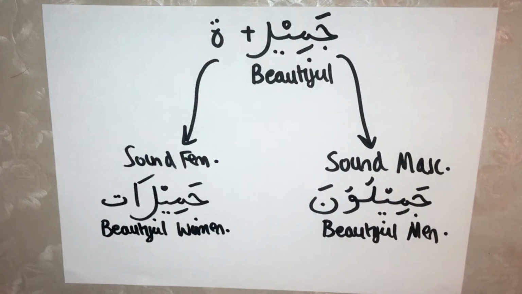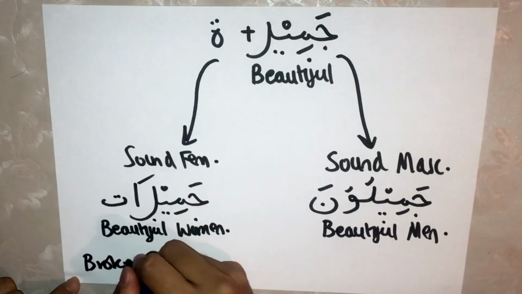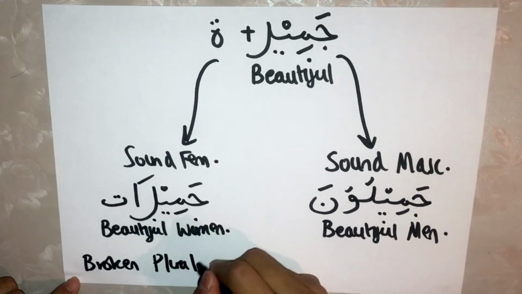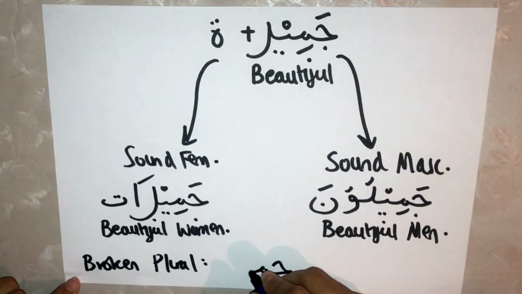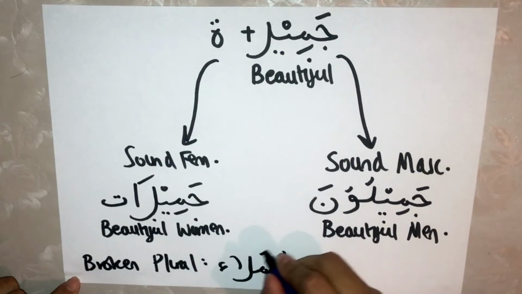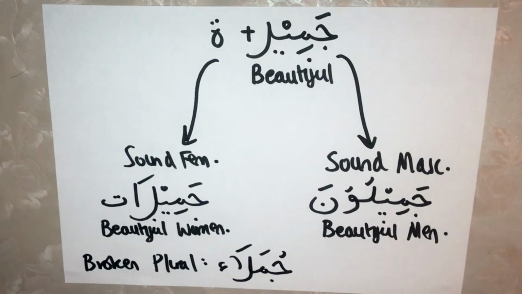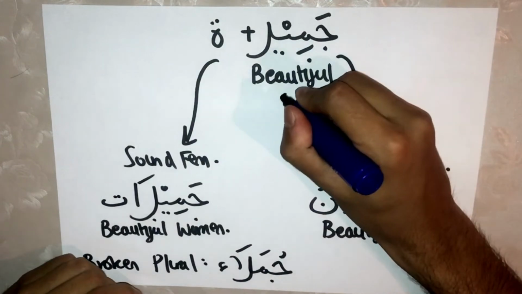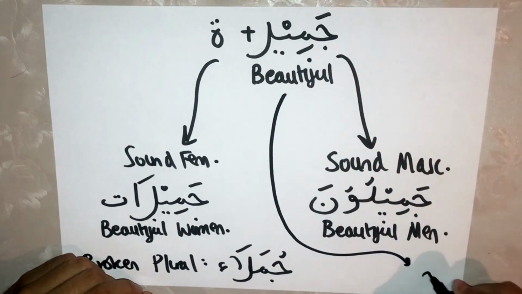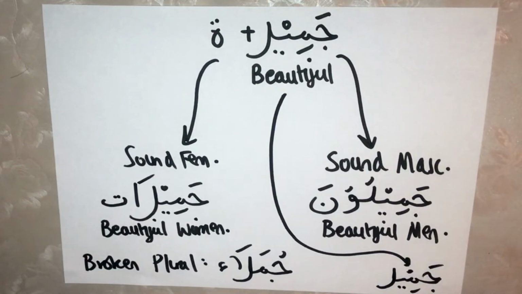Now, jamil also takes a broken plural, and jamil's broken plural is jumala. Now, how is the broken plural created and why is it called broken? So basically what happens is that jamil, the singular, is taken and it is broken apart. And once it is broken apart, letters are added into it and letters are taken away from jamil, forming this new word, jumala.